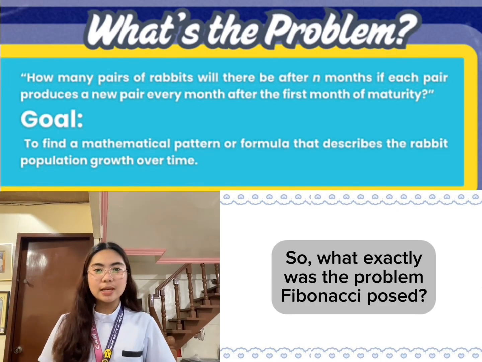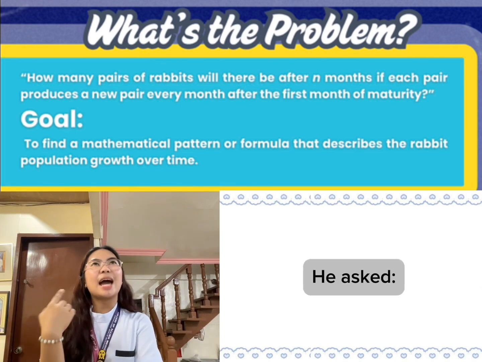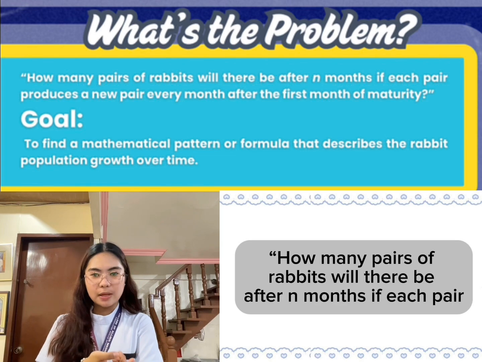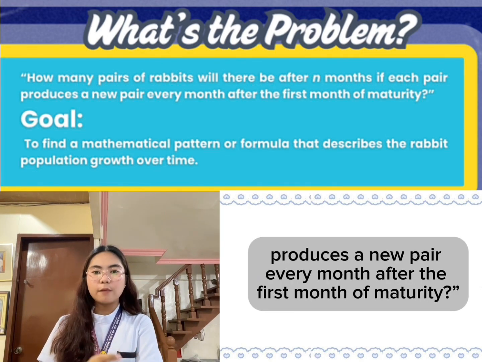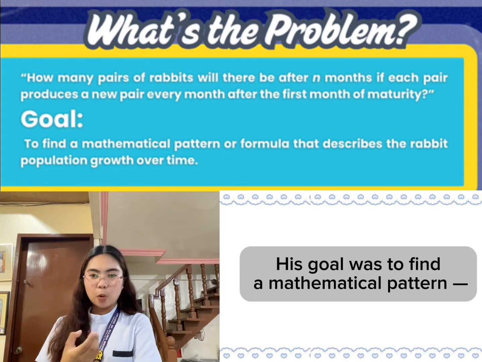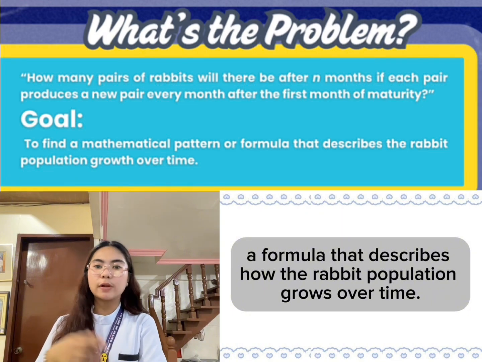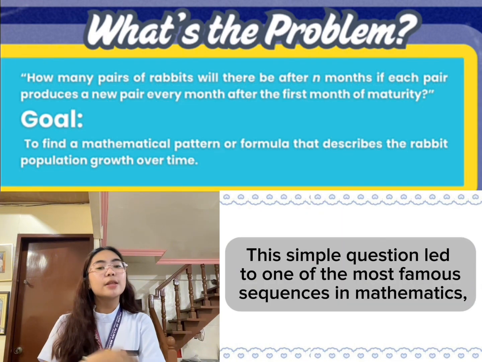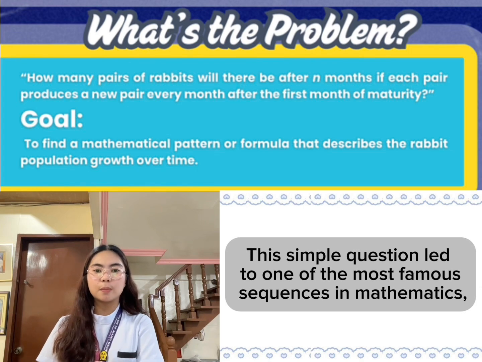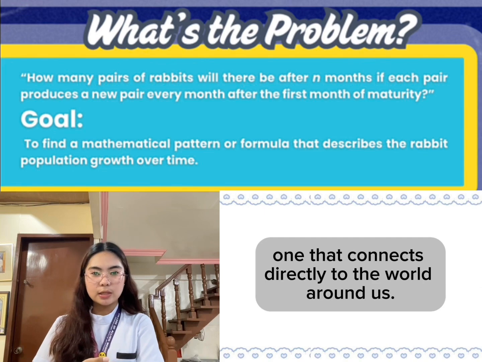So, what exactly was the problem Fibonacci posed? He asked, how many pairs of rabbits will there be after n months if each pair produces a new pair every month after the first month of maturity? His goal was to find a mathematical pattern, a formula that describes how the rabbit population grows over time. So, this simple question led to one of the most famous sequences in mathematics, one that connects directly to the world around us.